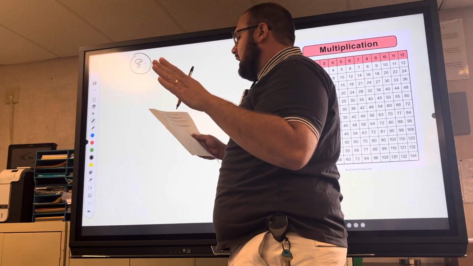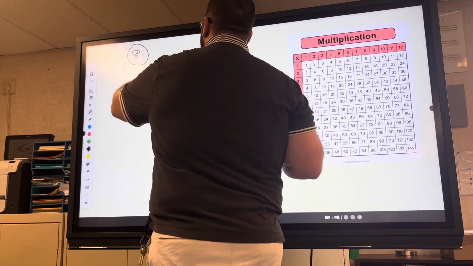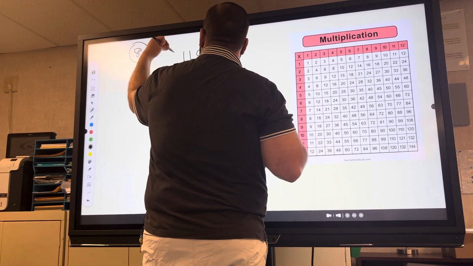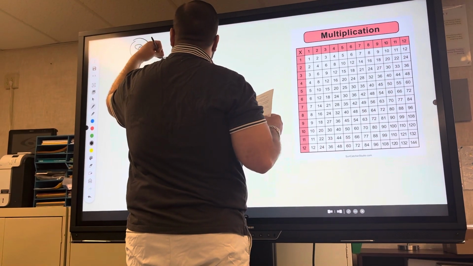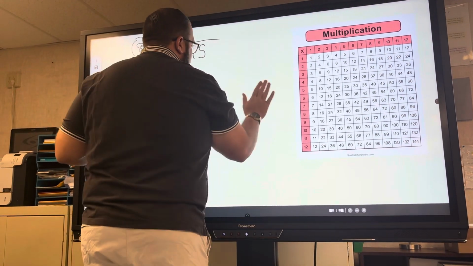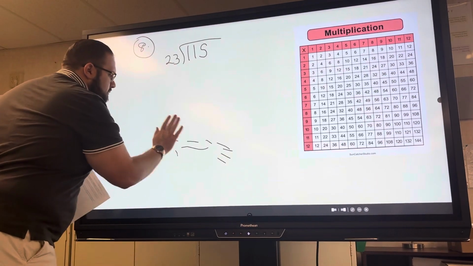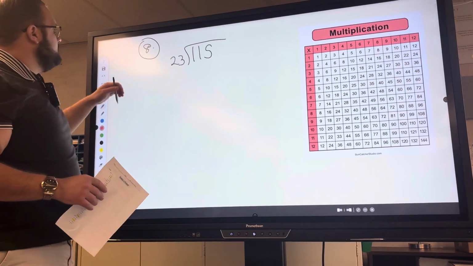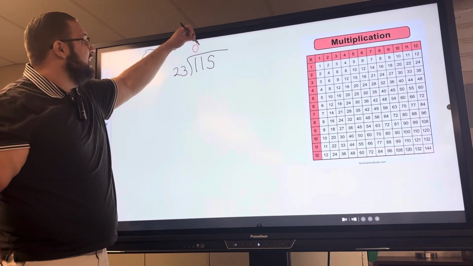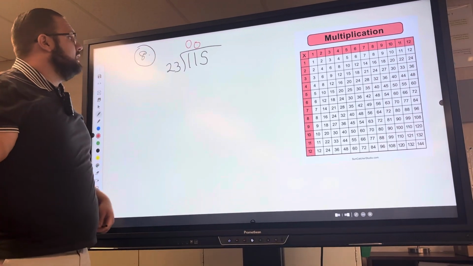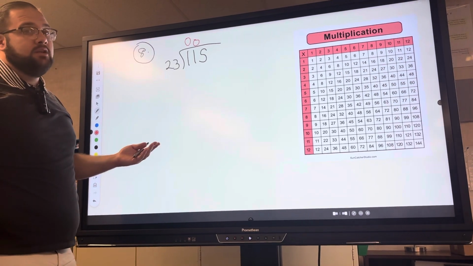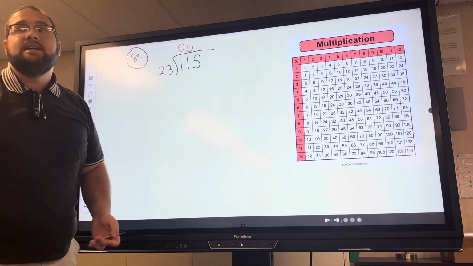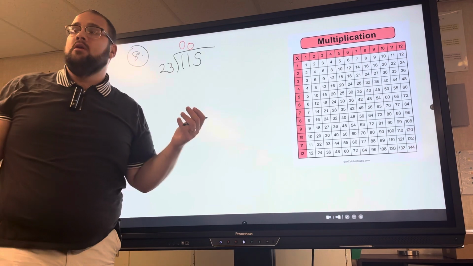Number 8, Andy bought tacos for his coworkers. He had 115 tacos. He wants to distribute it evenly amongst his 23 coworkers. So they're gonna ask you, how many tacos is each person getting? So 23 doesn't go into 1 or even 11. So we gotta look at it and say, okay, how many times is it going into 115? Well, this is where rounding is going to help you.